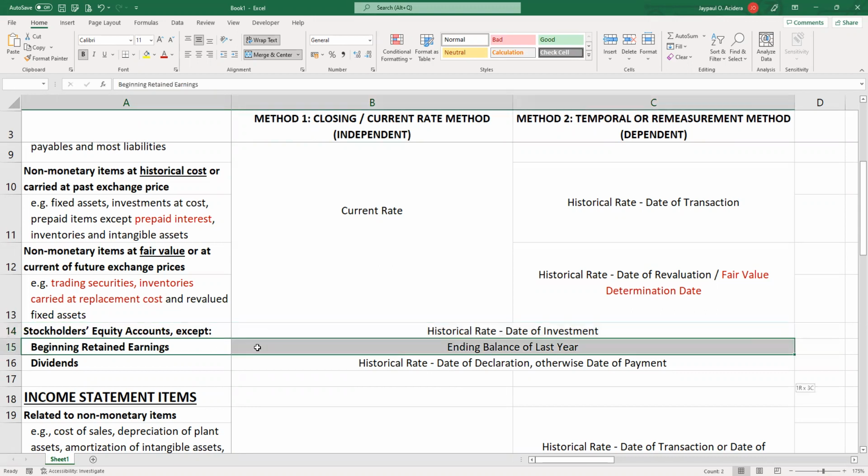Now, for the beginning retained earnings, it will depend on the ending balance of last year. So kung year 1 ang kino-compute ninyo, syempre 0. Pag year 2 naman, depende kung magkano yung na-compute ninyong ending balance ng year 1 based on the translated amounts. Okay?